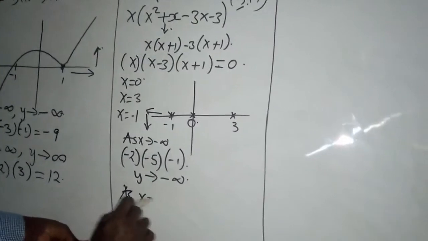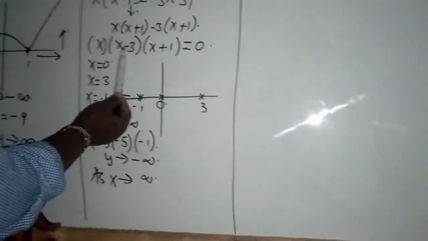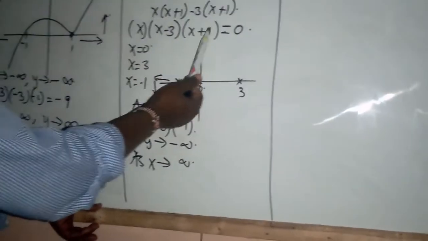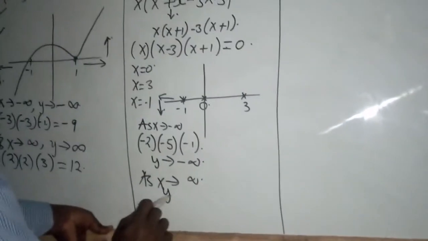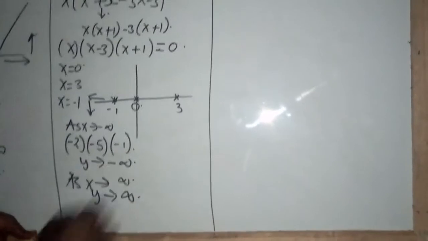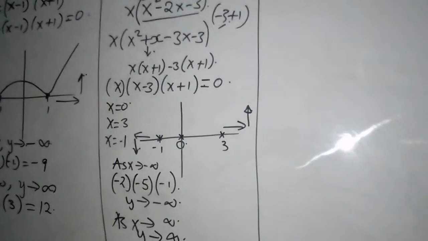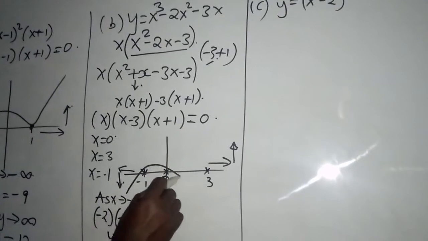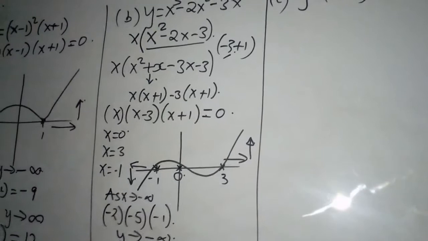As x tends to positive infinity, let's say 4, the first bracket gives us a 4, 4 minus 3 is a 1, and 4 times 1 is 4, 4 plus 1 is a 5. 4 times 5 is positive 20, and y tends to positive infinity. So as x tends to positive infinity, y also tends to positive infinity. So our graph looks like that. And that is our graph as far as part B is concerned.